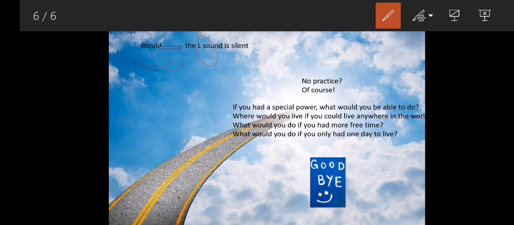Now, I think my lesson is over here, and now we will make some practice to clarify the subject better. I have got some hypothetical questions for you here. If you had a special power, what would you be able to do? Where would you live if you could live anywhere in the world? What would you do if you had more free time? What would you do if you only had one day to live?